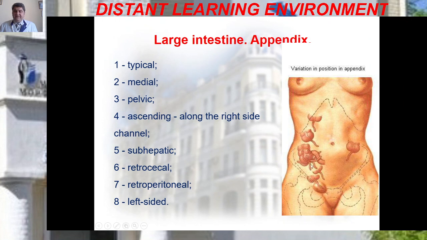You may see the typical position, medial position, pelvic position, ascending position, subhepatic position, here and here, retrocecal position, retroperitoneal position, and left-sided position. You can see on this picture, I repeat, the main positions of the appendix in the abdominal cavity.